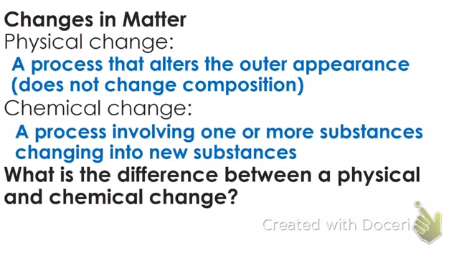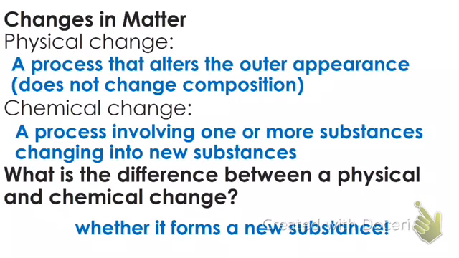Chemical changes, on the other hand, are where one or more substances change into new substances. And that's the key difference between physical and chemical changes. We have to have a new substance when it's a chemical change. But how can you tell that there is a new substance there? How do I know when I'm looking at a beaker or a reaction if there is a new substance?